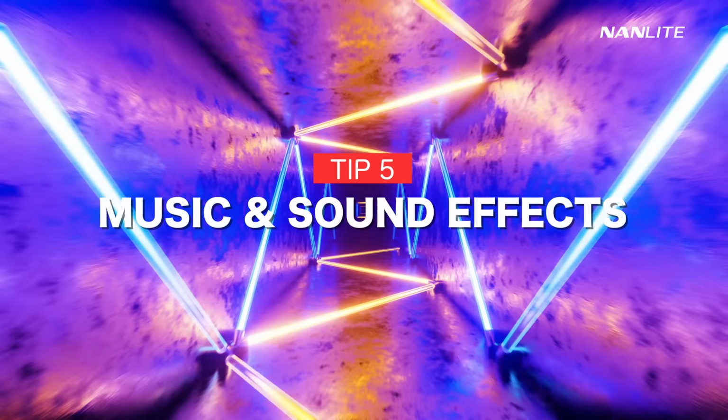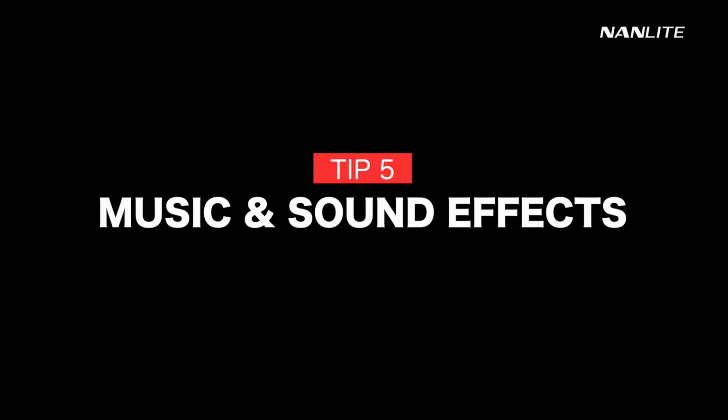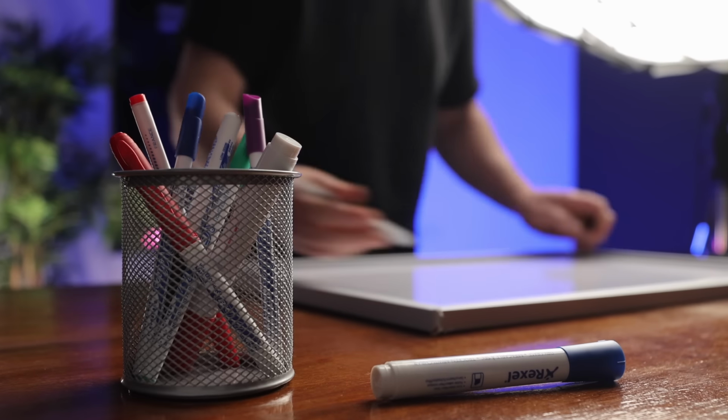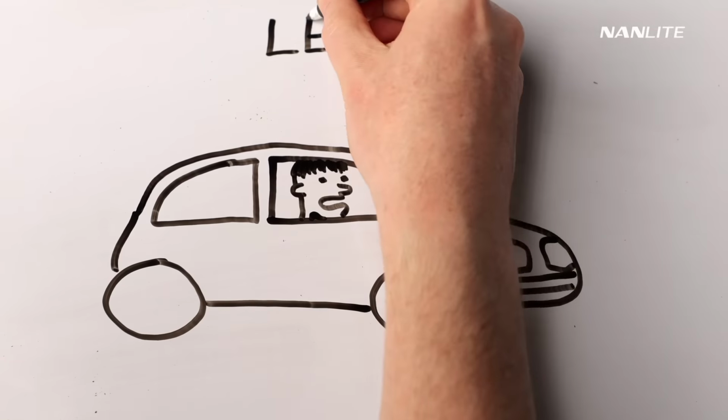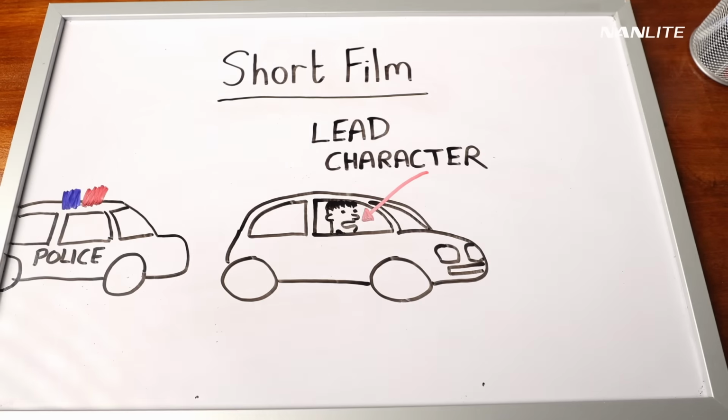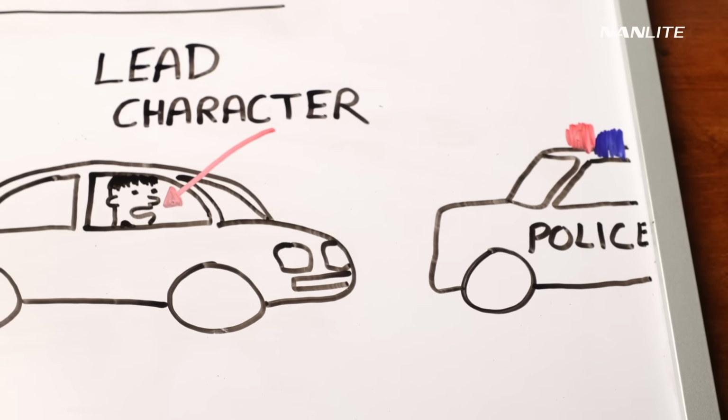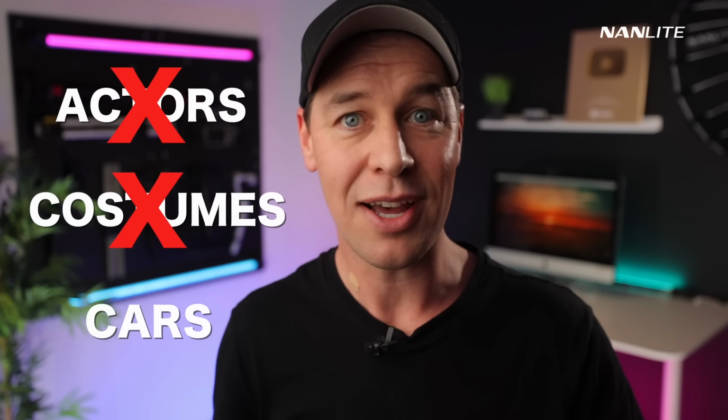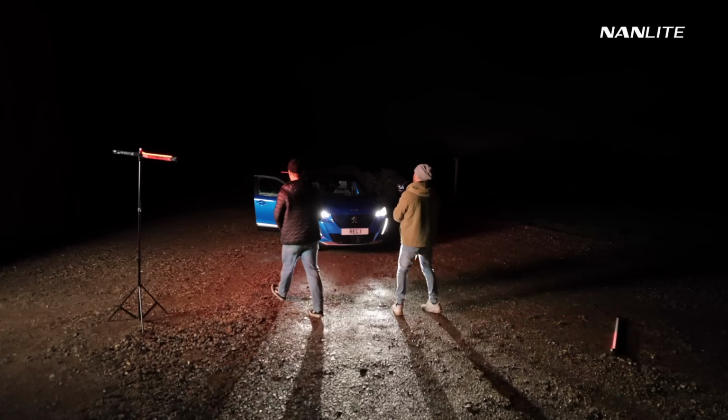Okay, the next tip is to combine light with music and sound effects. Now, when you start to combine light with music and sound effects, not only will it help increase the production value of your shots, but it'll also help you tell a better story. Let's imagine for a second you wanted to create a short film where your lead character was apprehended by a swarm of police, but you don't have the budget for actors, hiring costumes, or police cars. Well, do not worry, because we can fake it.